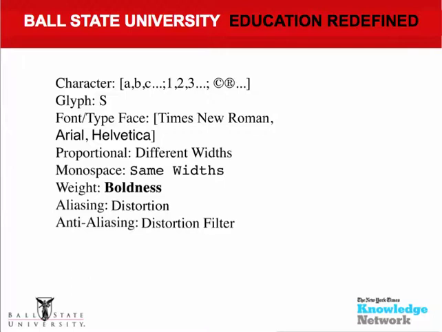So the I is really spread out, and the bottom of the I comes out really far to the left and right in order to fill the same width as the W fills. Weight, again, is boldness. So here we have a bold word. Aliasing, you can maybe just see some distortion on this type that says distortion. And then anti-aliasing, we apply the filter and it gets rid of that distortion.